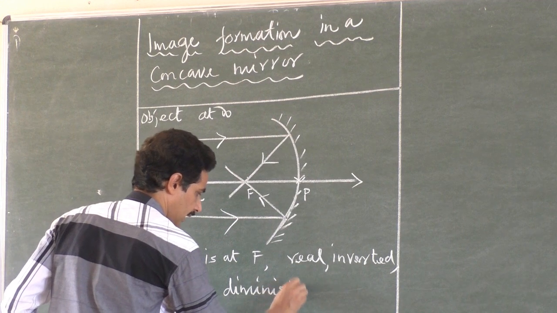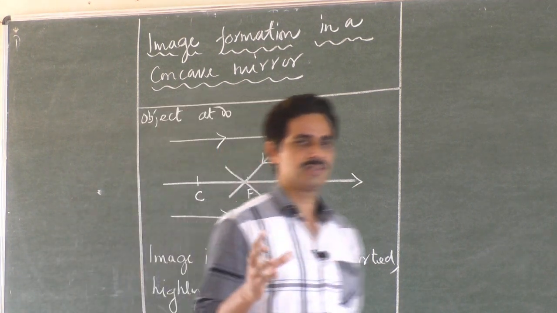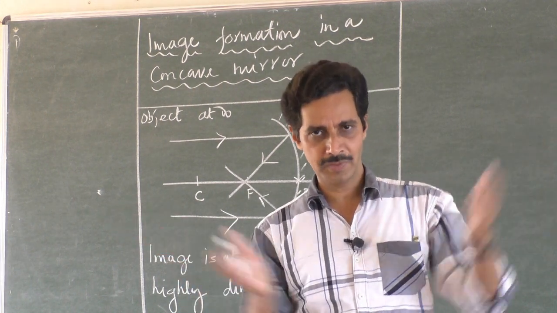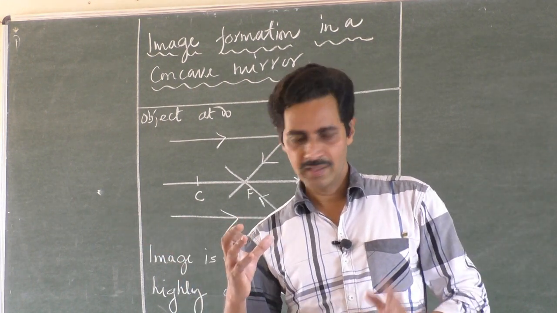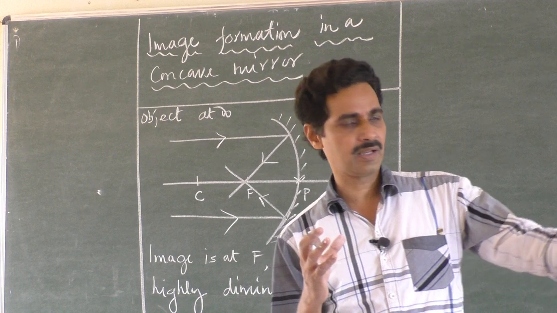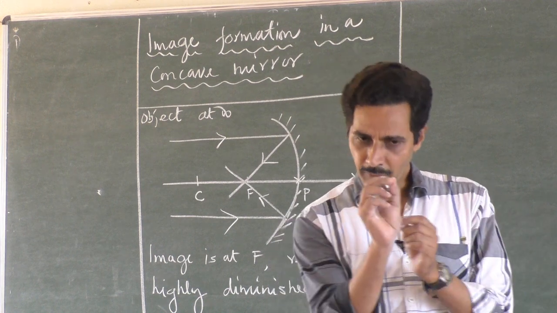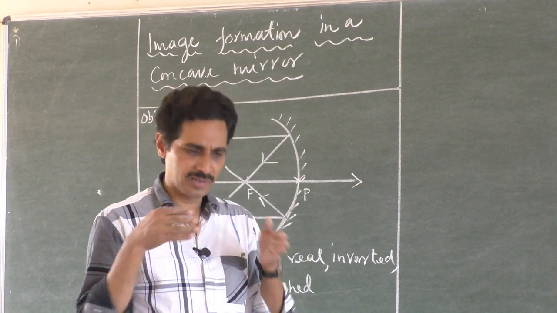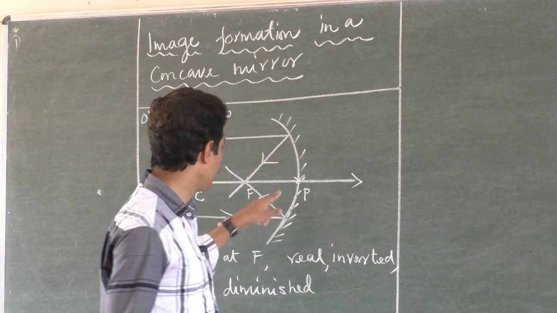And you can do this experiment. Take a concave mirror and hold it in front of the sun. Sun is at very large distance, and light rays coming from the sun are almost parallel. Hold the mirror in front of sun and try to focus the rays of light on the wall. You'll get a point object. Very small focused point, very bright point. All the rays go and meet at that point. And that point is called focus.